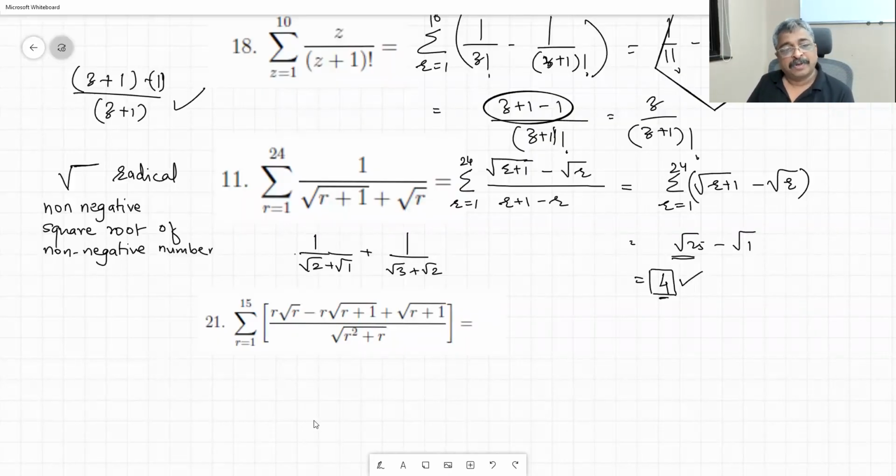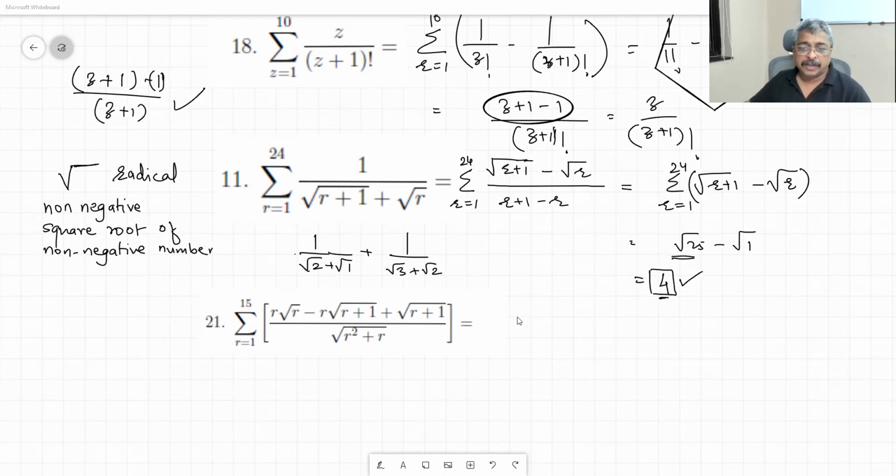Next problem. Sigma r from 1 to 50 of r radical r minus r radical r plus 1 upon radical r square plus r. First thing that you should do is write down this problem in your notebook. The value of this problem is very high.